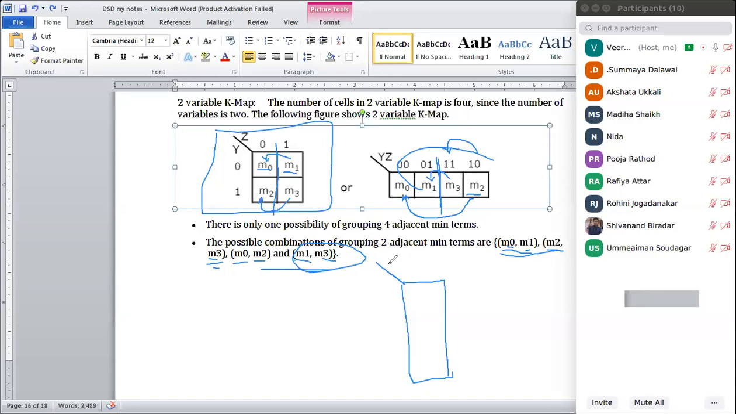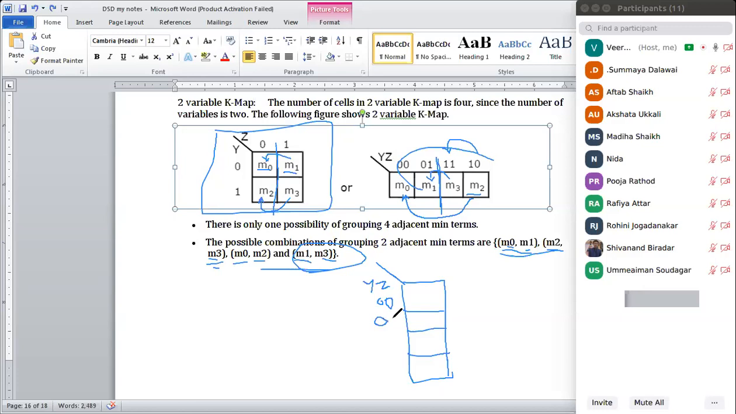Adjacent line. Then here I will write Y and Z. Zero zero. What is the next pattern? What is the next combination? 0 1. What is the next combination? 1 1. Have you understood why 1 1? Then 1 0. Is that okay?